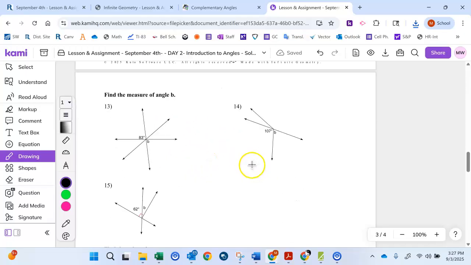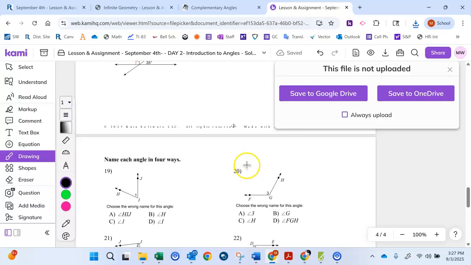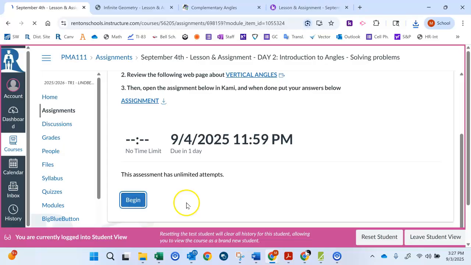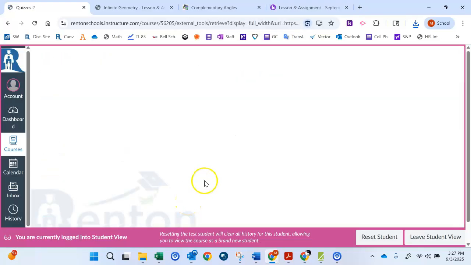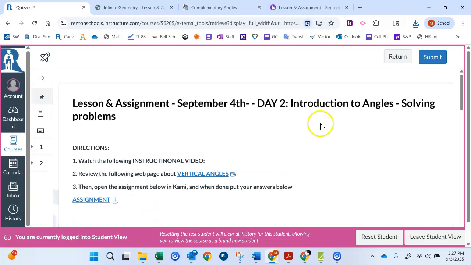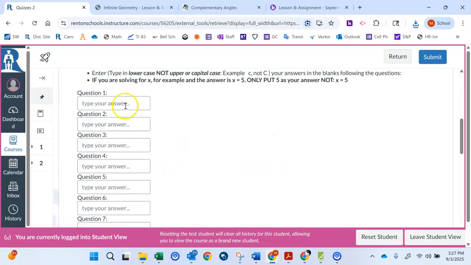So that's the assignment. When you get done with all the questions, come back to Canvas and enter all your answers here, either as a letter or as a number only, okay? I think you know the process. You come back down here and you enter your answers, okay? Let your teacher know if you have any questions, but that's how we do the assignment.